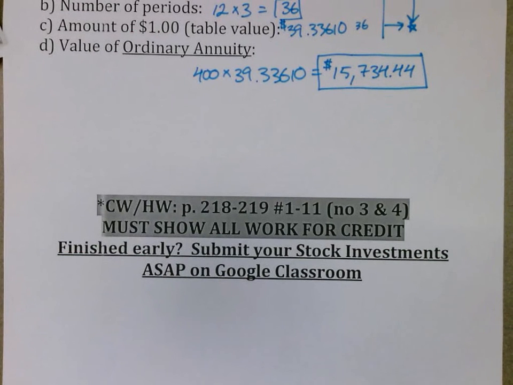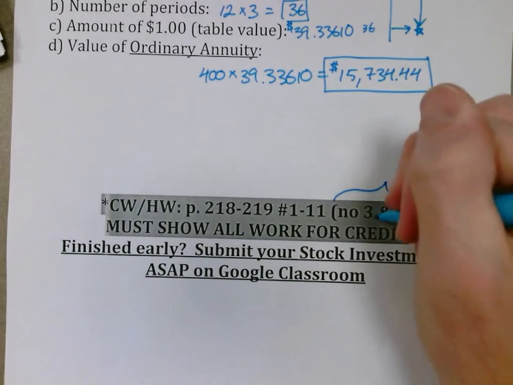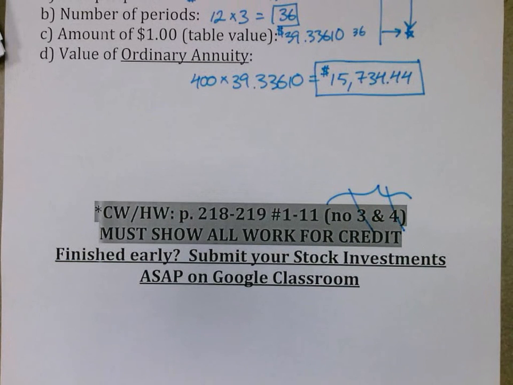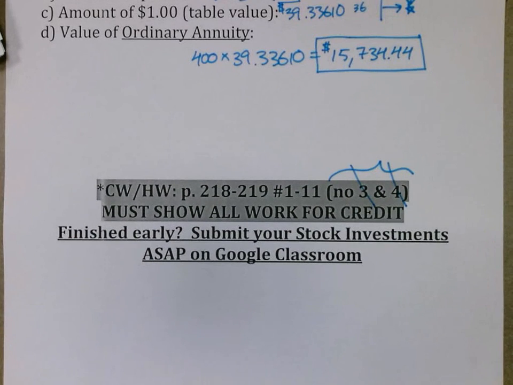Now, dropping down here, you can see that we have an assignment. So page 218, 219, numbers 1 through 11. Please note that we will not be doing numbers 3 and 4. Now, if you finish that up early, which I hope you do, please feel free to work on submitting those stock investments, which can be found on Google Classroom. That's also where it's turned in.